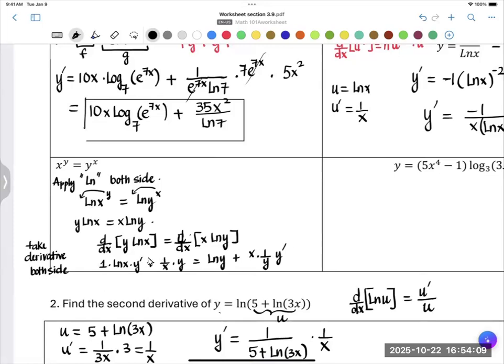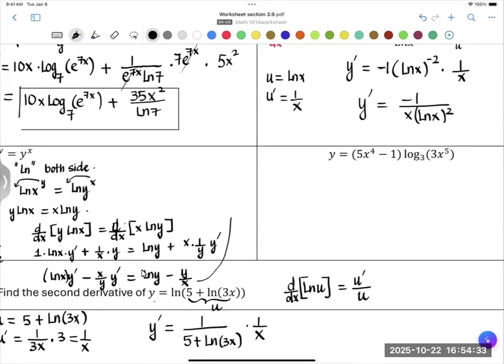Now, once everything is done, we can combine like terms. I'm going to keep y prime on the same side. So we have ln x times y prime minus x over y times y prime equal ln y minus y over x. Okay, so that will lead you to isolate for y prime. I can factor out y prime from this: y prime times ln x minus x over y equal ln y minus y over x.